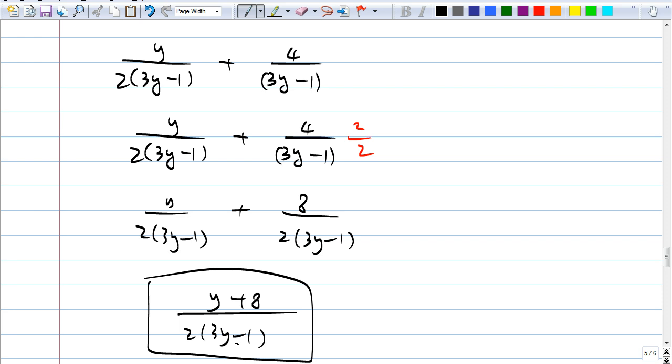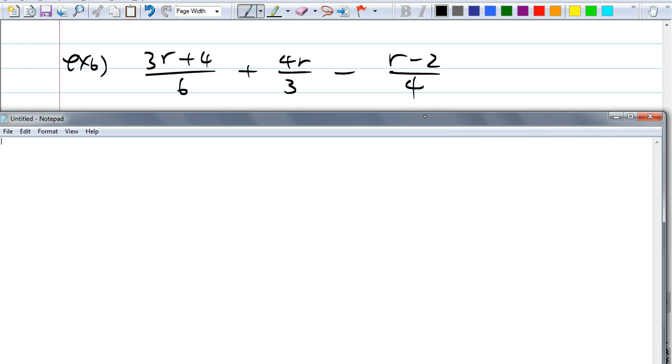Let's do a couple more. Okay, let's do the next one here. If you got the rest of the examples, you could add and subtract 3 fractions. It's the same thing. So we have 3r plus 4 over 6 plus 4r over 3 minus r minus 2 over 4. The denominators are 6, 3, and 4. We could do a factor tree, but these are pretty simple.